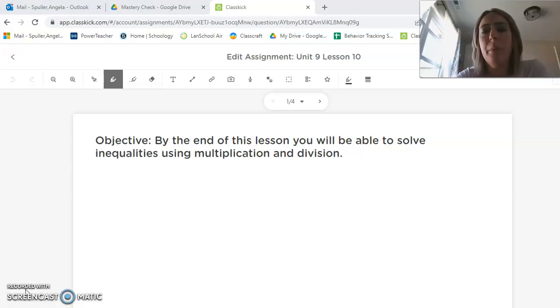By the end of this lesson, you'll be able to solve inequalities using multiplication and division and model them on a number line.